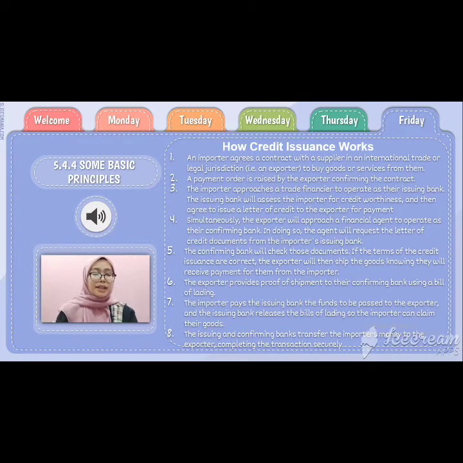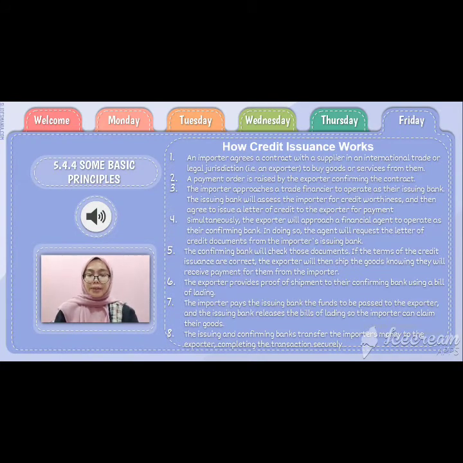Next, we move to some basic principles of how credit issuance works. First, an importer agrees a contract with a supplier in international trade or legal jurisdiction to buy goods or services from them. Second, a payment order is raised by the exporter confirming the contract. Third, the exporter approaches a trade financier to operate as their issuing bank. Fourth, at the same time, the exporter will approach a financing agent to operate as their confirming bank.